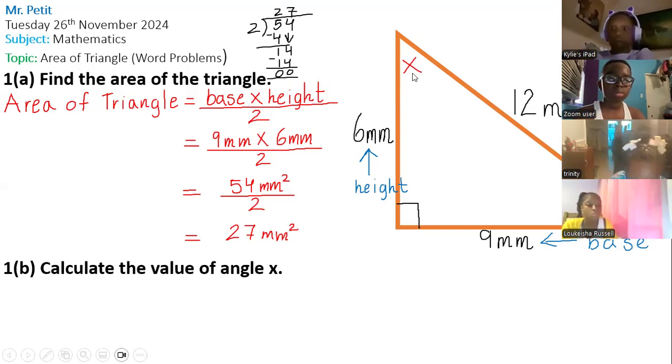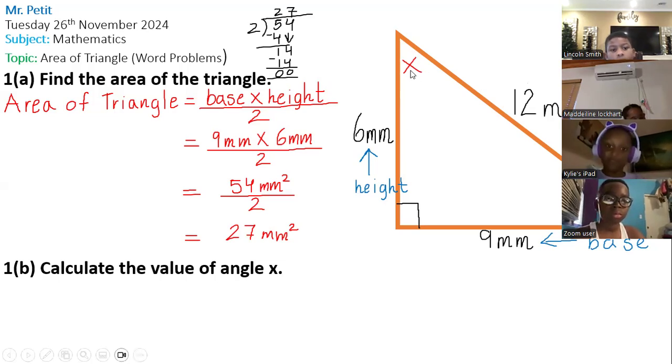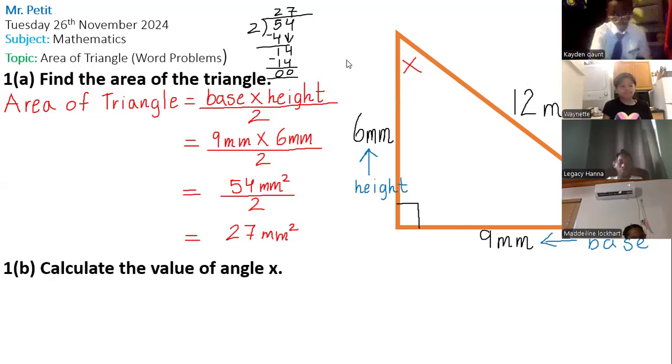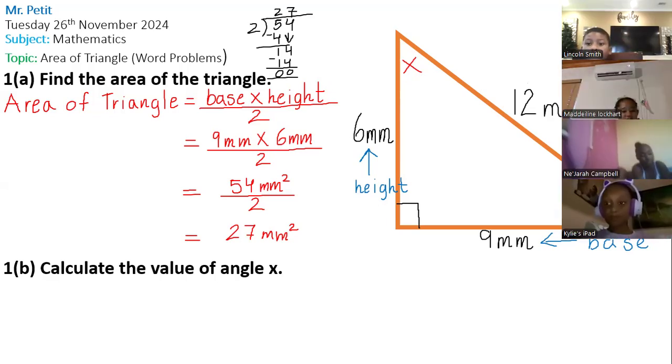Calculate? Calculate how? What are we going to calculate? Are we going to divide anything? Kylie, do you know how to figure out the size of angle X? No, sir. No? Lincoln, do you know? Measure it. Say measure it. No, sir. No? Madeline, do you know? For a second, I thought this was algebra. Do you know how we're going to figure out what X is? Not at all, sir. Not at all?